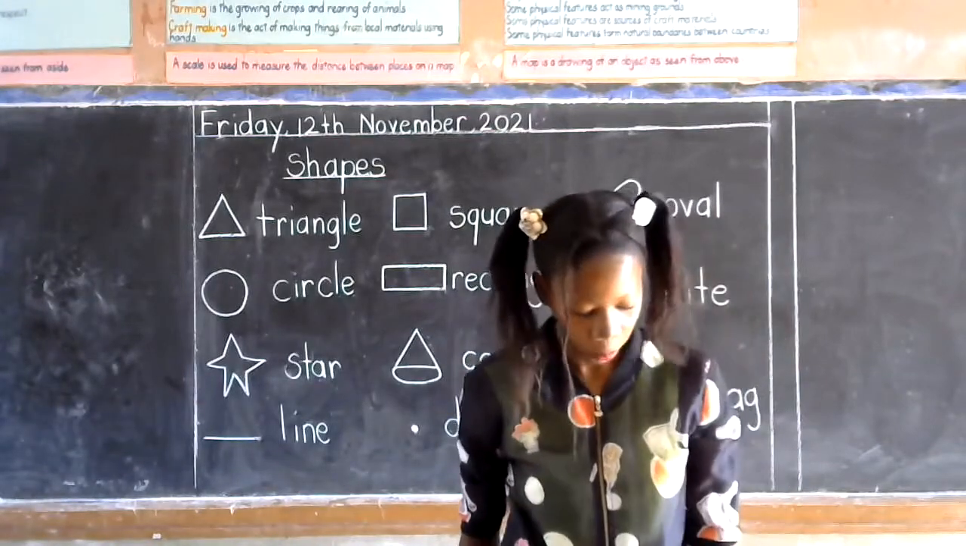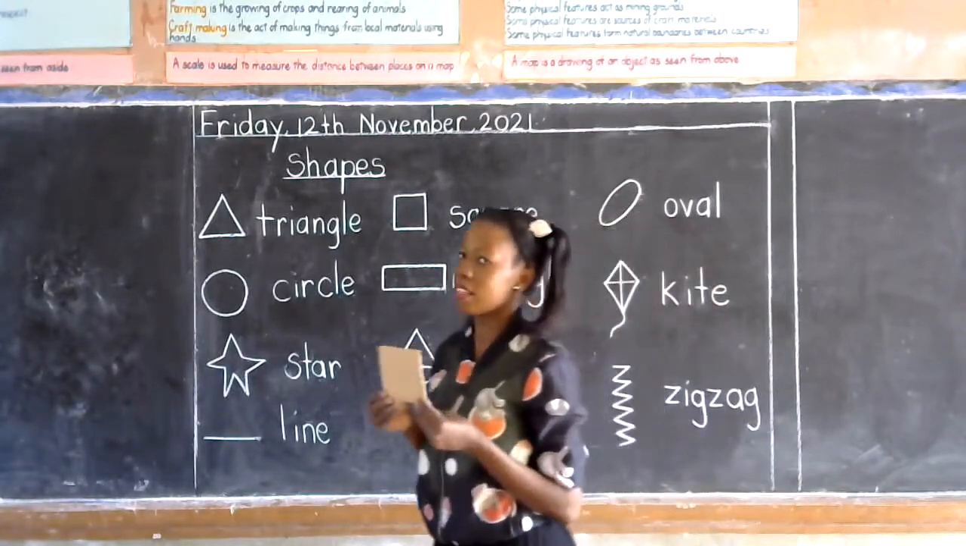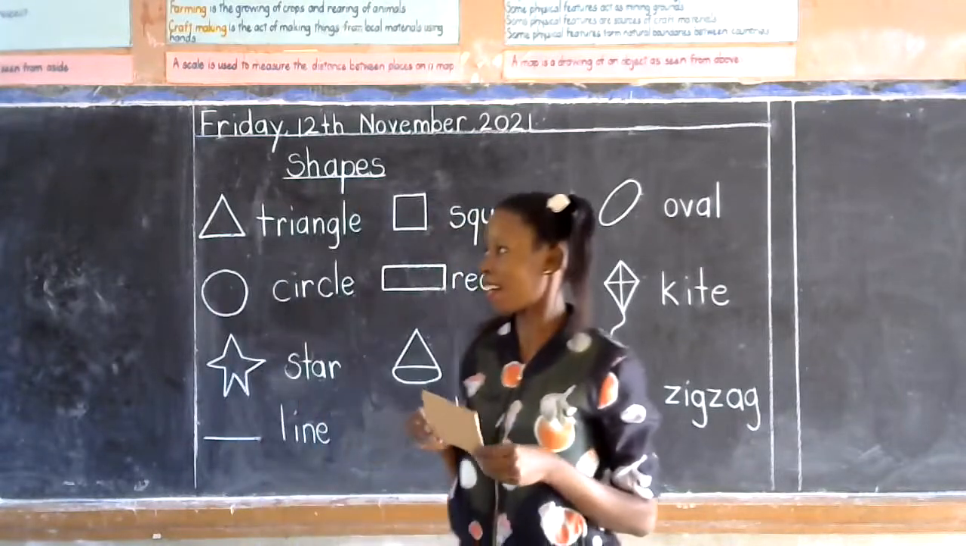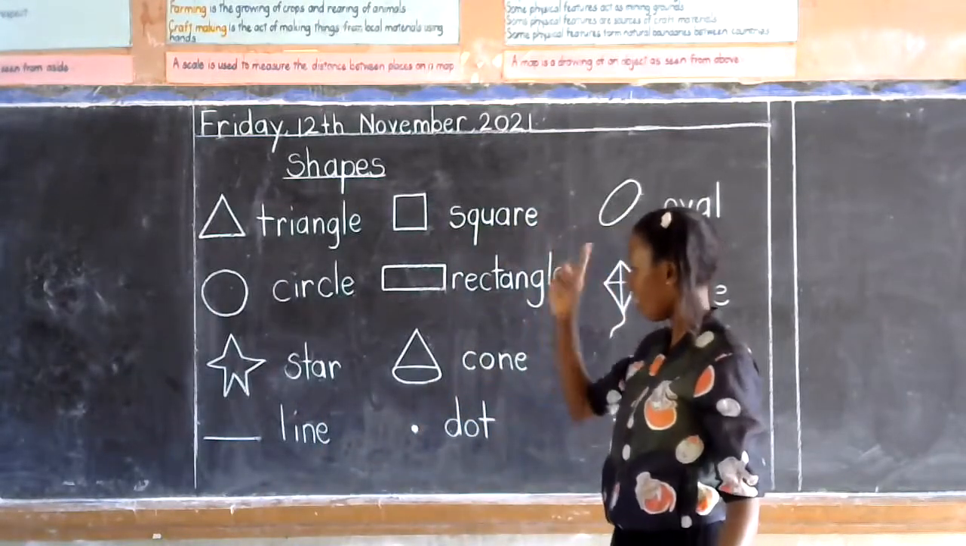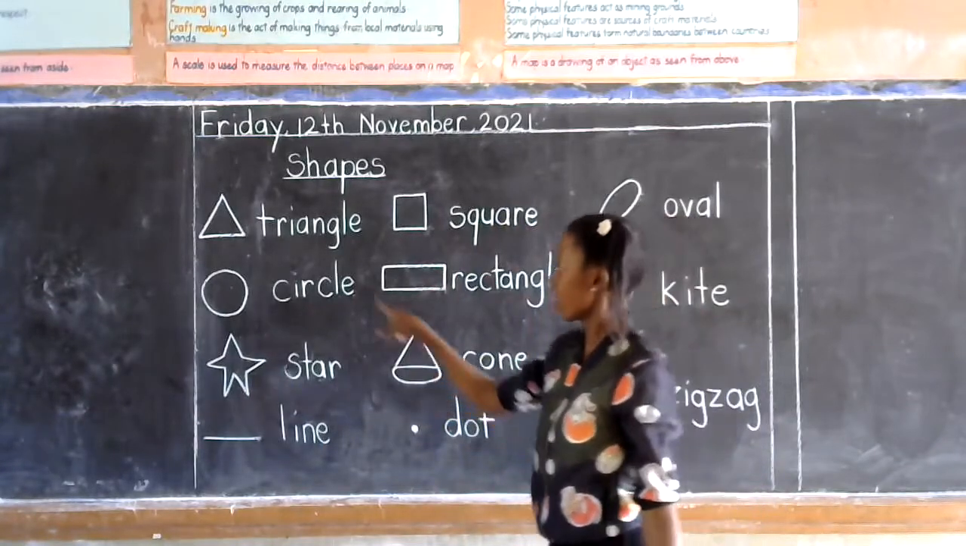I have another shape here. Which shape is this, friends? Who can tell me this shape? Okay, square. Good. Who can show me this square? Is this a square?